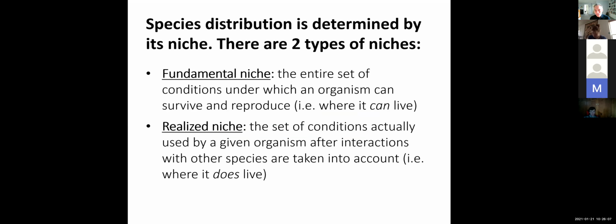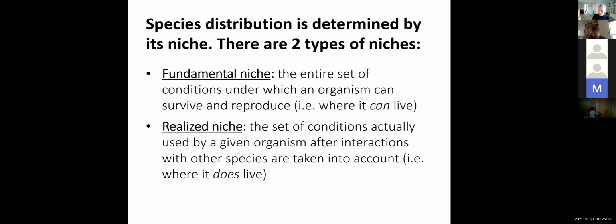So the fundamental niche is the entire set of conditions under which an organism can survive and reproduce. So that's basically where it can live, where all of the conditions are right: it's got the right amount of moisture and the right trees and the right soils, and all the different factors that a specific animal needs to be able to live are present in that place. So that's the fundamental niche.